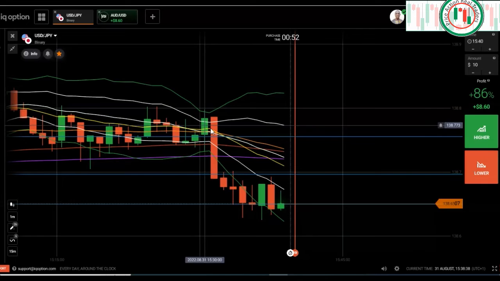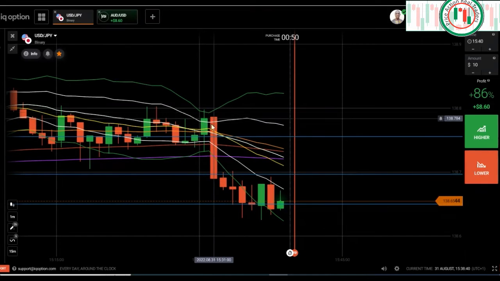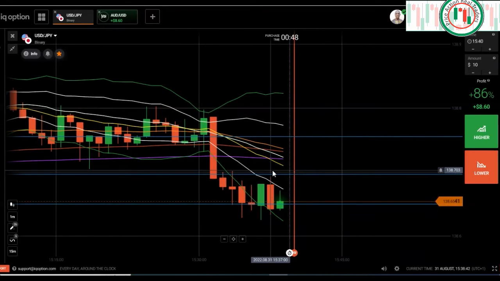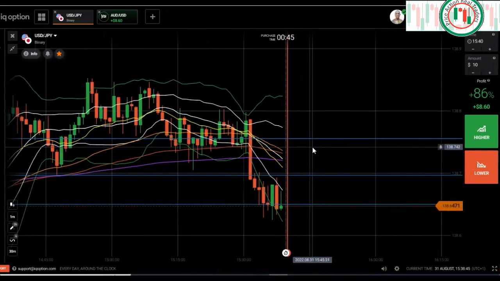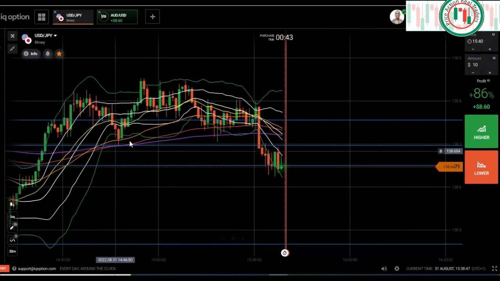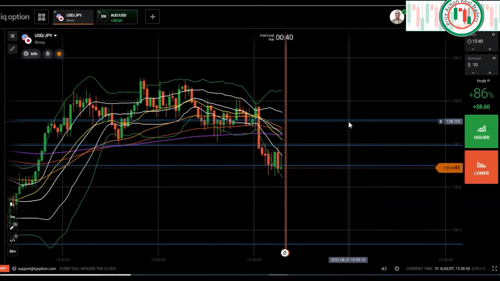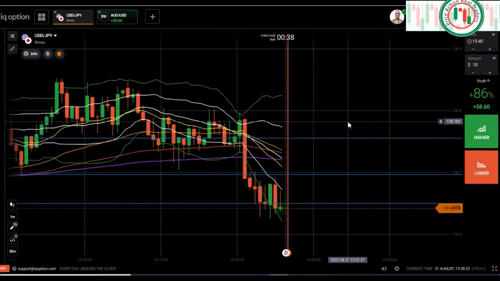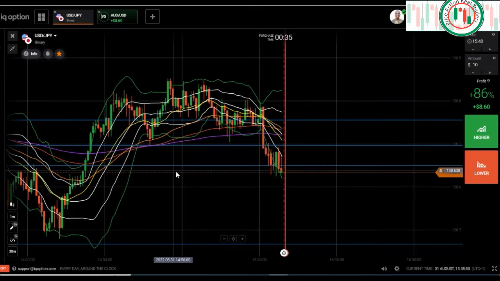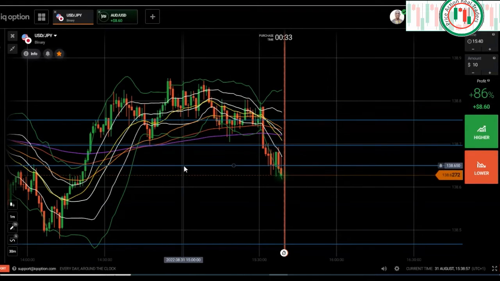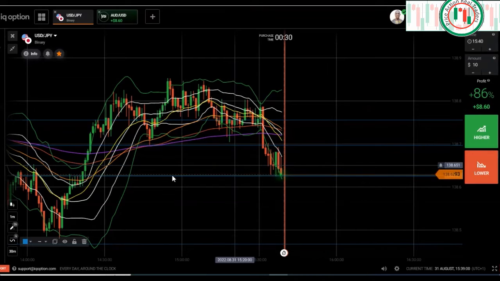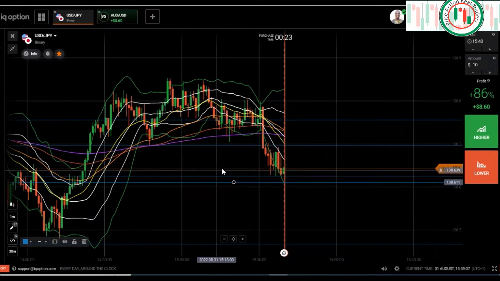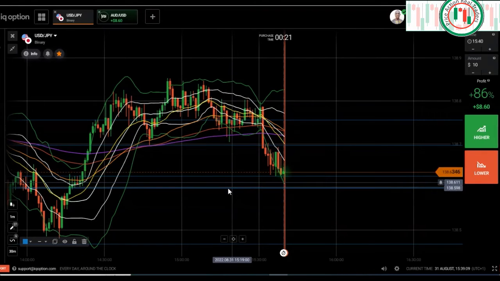So you see here is a ranging market. Even though you see this downtrend, it's a ranging market. It's not a strong trend here because of the alignment of the EMA. It's a ranging market here. So in this situation, you see here, this is the zone. Here is the zone. You see here, this is the zone.